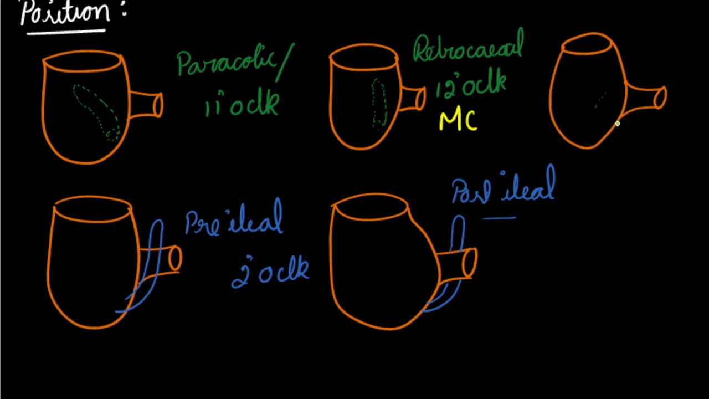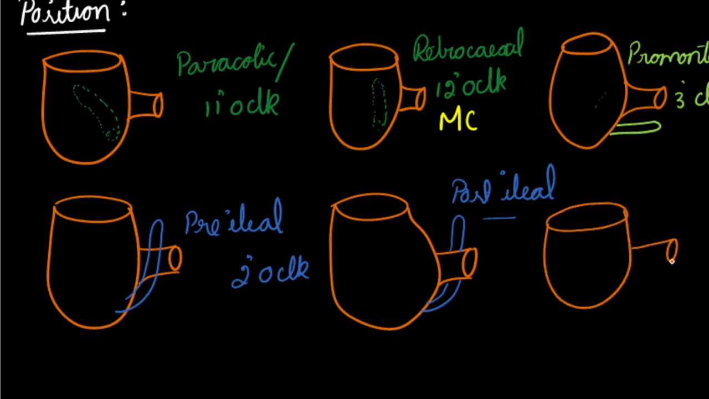In the next type, the appendix is going horizontally to the left. This is also called the promontoric type, or 3 o'clock position. So this is the horizontal placement of the appendix. Now, if the appendix is descending into the pelvis, it is called the pelvic position, which is also called the 4 o'clock position, and this is the second most common variety next to the retrocecal.